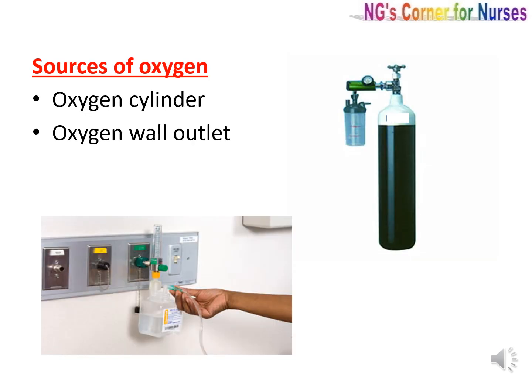For administering oxygen to the patient in the hospital, there are mainly two sources of oxygen. The first one is the portable source, that is the oxygen cylinder, and the other one is the central source, that is the oxygen wall outlet. With both of these, there is a humidifier. The purpose of this humidifier is to humidify the oxygen. Otherwise, the dry oxygen can irritate the nasal or oral mucous membrane of the patient.